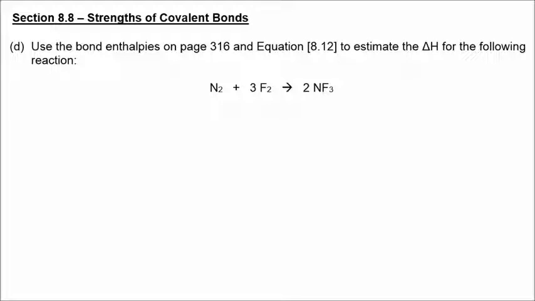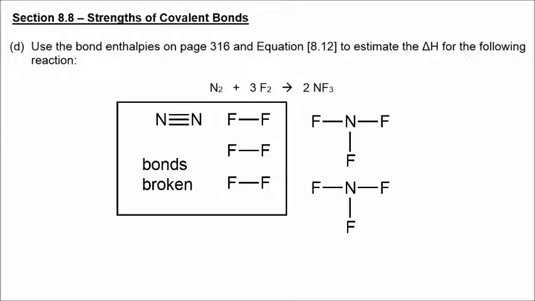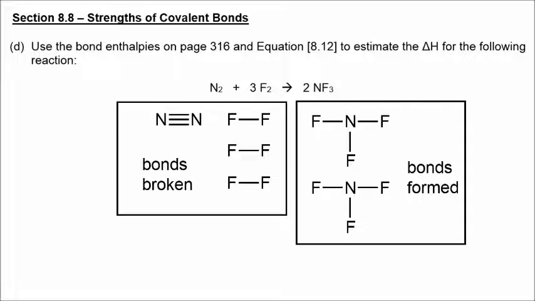Let's go ahead and draw out the molecules, again just to emphasize what bonds we are breaking. We are breaking a triple bond between nitrogen and a single bond between 3 fluorine molecules. We are forming 6 single bonds between nitrogen and fluorine.